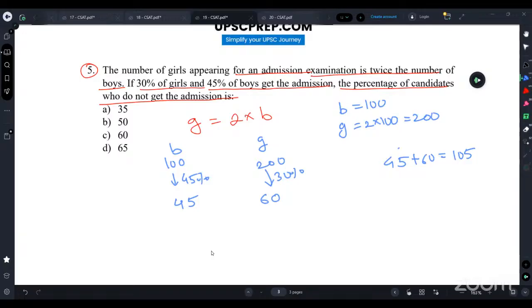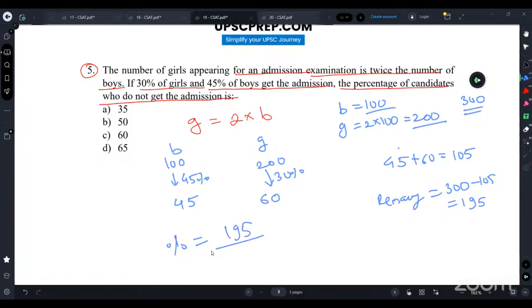Right? What are the remaining guys? Remaining candidates, how many? That will be 300 because total candidates are 100 plus 200, right? 300 are the total candidates. 300 minus 105 is what? 195. So let's calculate the percentage because 195 students have not got the admission. So 195 divided by 300. Right? So let's solve this. 65% of the candidates have not got the admission. Option D.